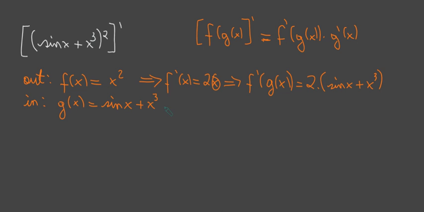And let's continue here in this line. g prime will be the derivative of this sum. The derivative of a sum is the sum of the derivatives. This is a property of differentiation.